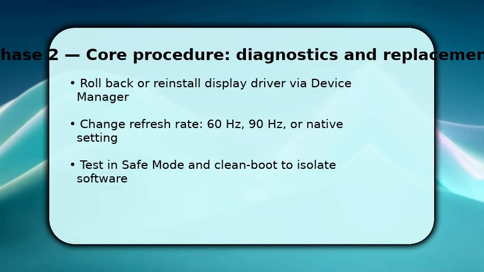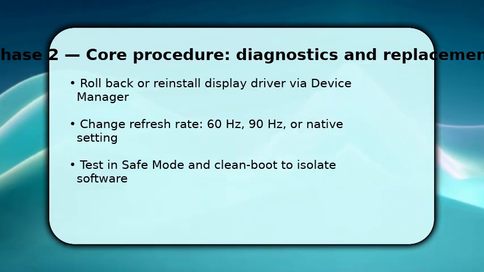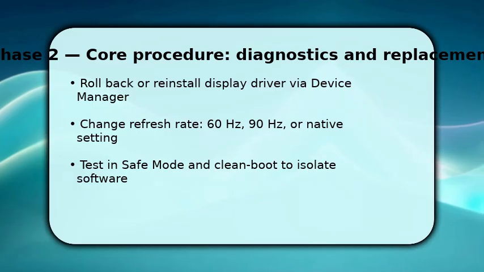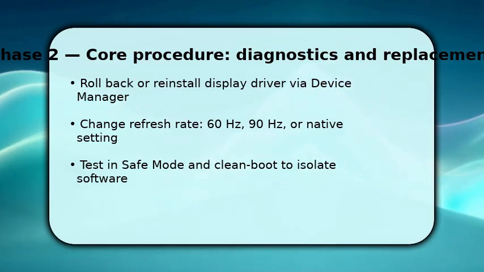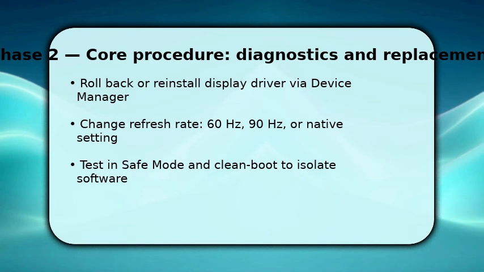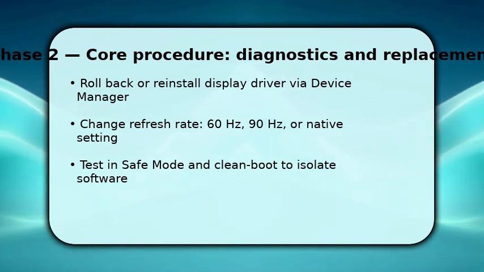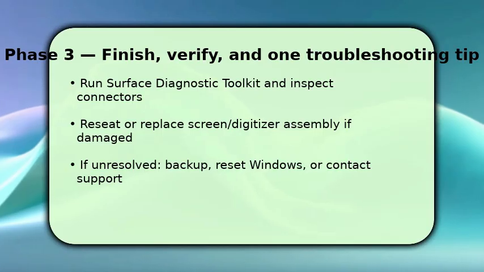Then change the refresh rate to 60 Hz or to the Surface's native rate in display settings, because mismatched rates cause flicker. If flicker persists, boot into safe mode and perform a clean boot to find the culprit app or service. Finish with hardware diagnostics and a fallback plan.